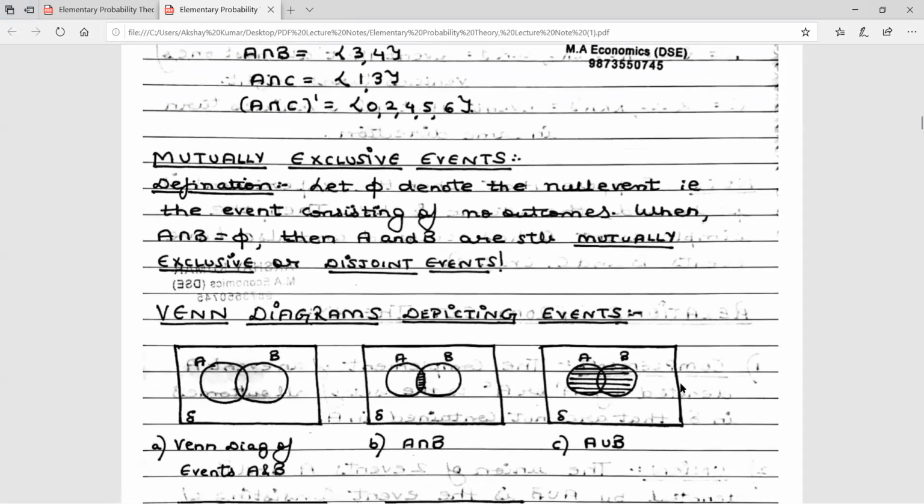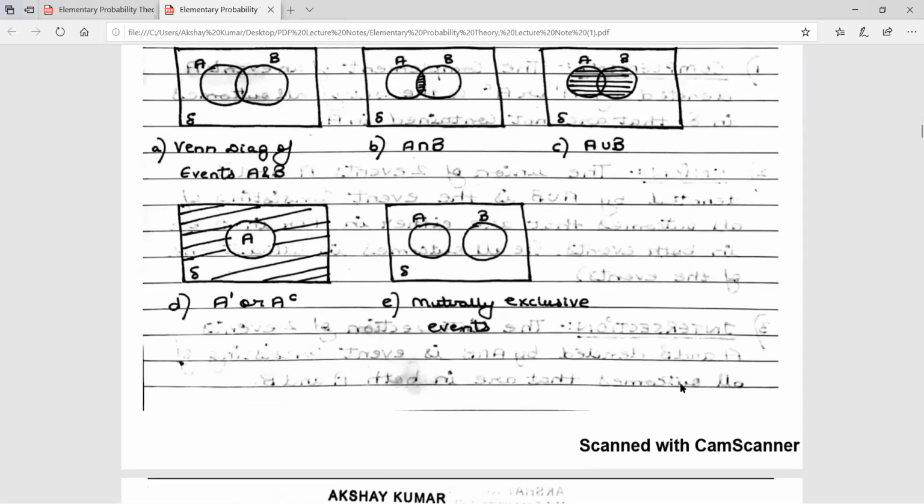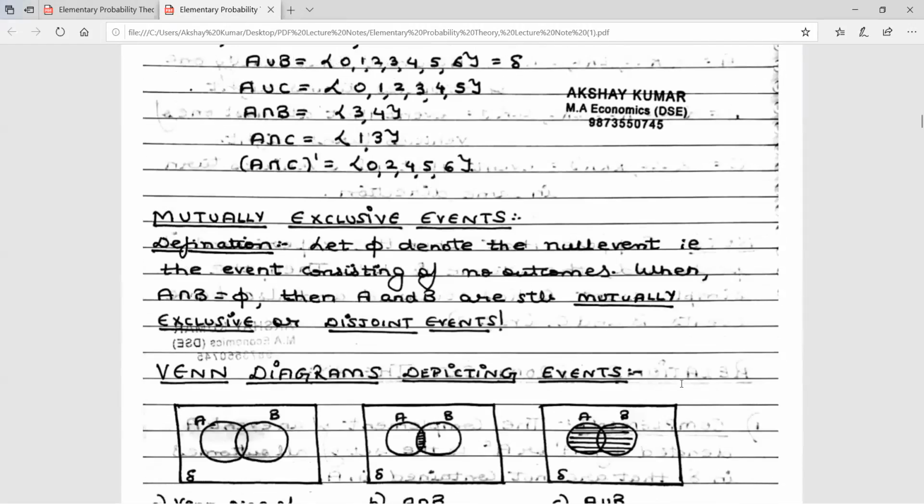Okay. What is meant by mutually exclusive and mutually exhaustive events? So that's the next definition for us. First of all, let's come to mutually exclusive events. When are events said to be mutually exclusive? If they have nothing in common. That means their intersection is a null set. How do we denote the null set? Remember, we use the notation phi. So let phi denote the null event, that is, the event consisting of no outcomes.